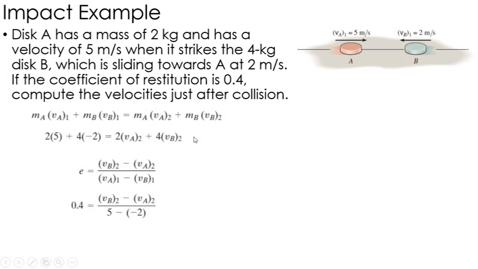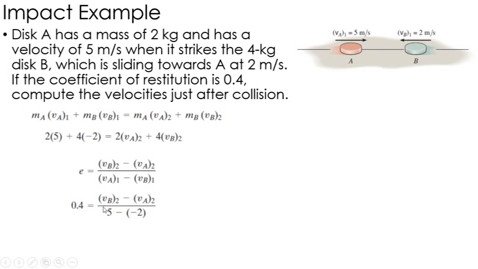The other thing that applies is my coefficient of restitution, which is essentially VB2 minus VA2 over VA1 minus VB1. So I know my coefficient of restitution is 0.4. I know my initial velocities here, okay? Remembering that the velocity of B is in the negative direction, so it's actually 5 minus a -2, so be careful with your signs here, okay?